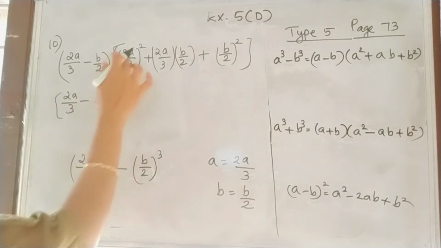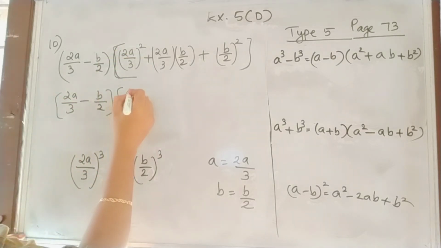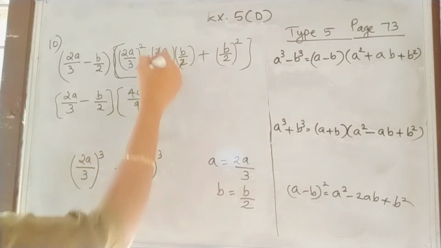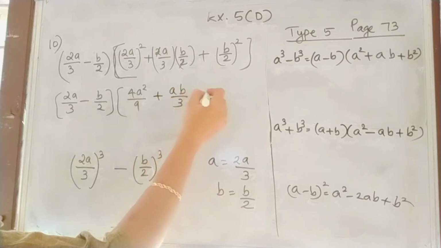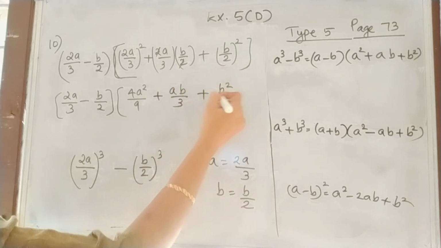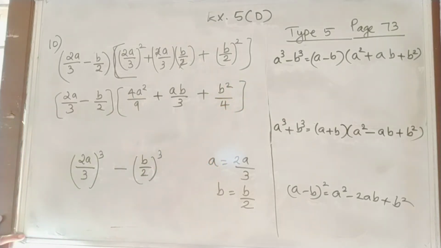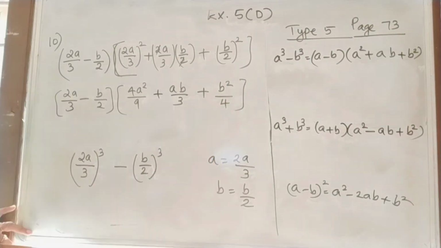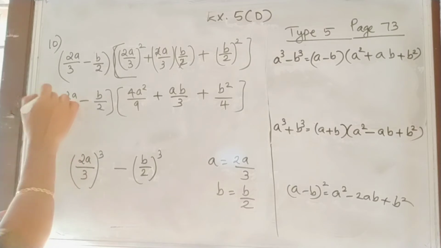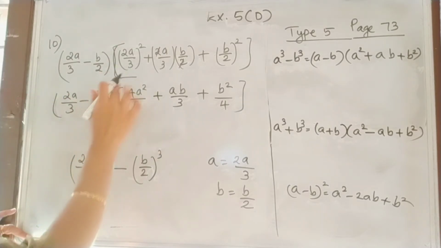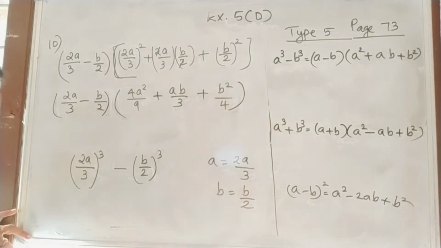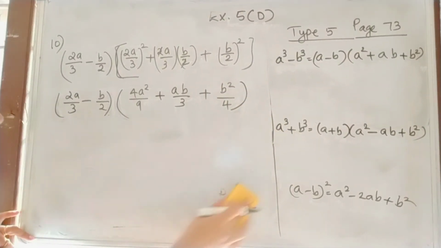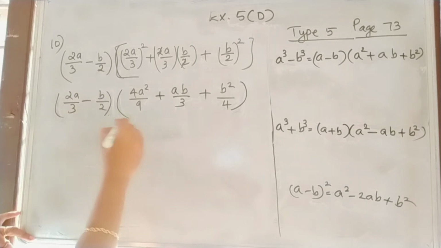Then 2a by 3 minus b by 2. Then again 2a by 3 the whole square is what? 4a square by 3 square, 9. Then 2 we can cancel. Remaining middle term ab divided by 3 plus b by 2 whole square, we can write it as b square by 4. Okay. If needed, you can write a square bracket. Instead of that, single bracket. So that is your answer.